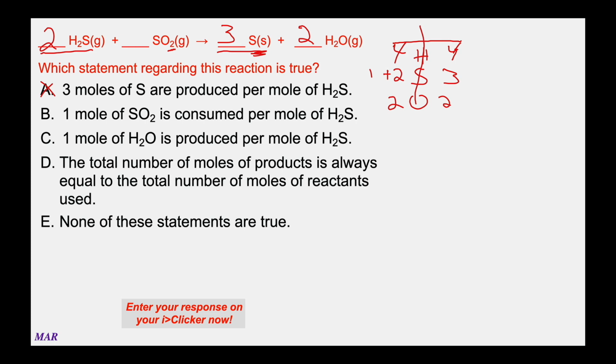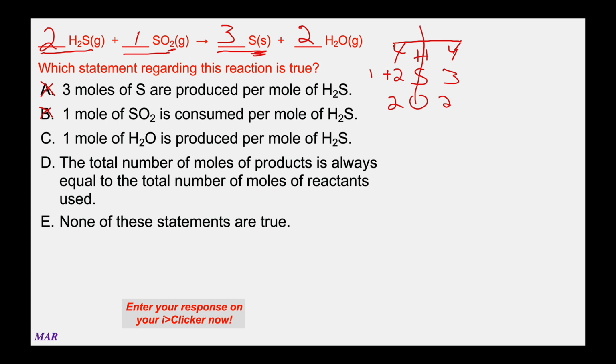Then it says 1 mole of SO2 is consumed per mole of H2S. Well, there's a 1 in front of the SO2. There's like an invisible 1 right there, and you shouldn't write that, but I'll write it here for instruction. There's a 1:2 ratio of SO2 to H2S. It is not 1:1. Answer B doesn't look right.